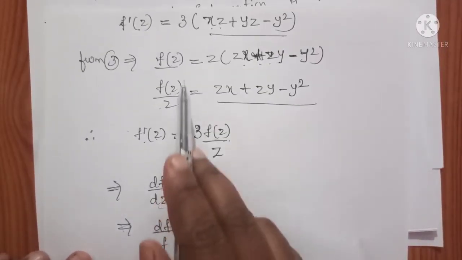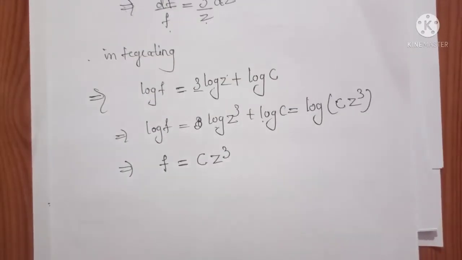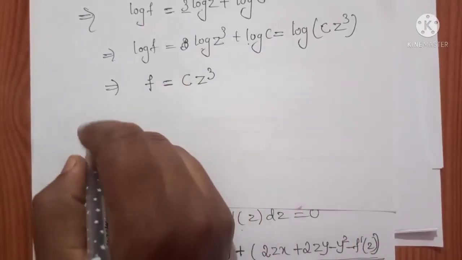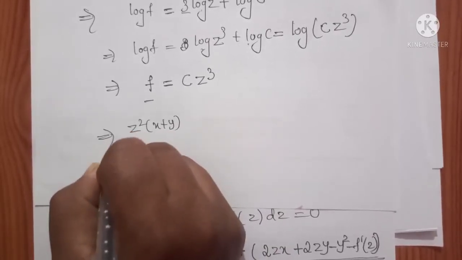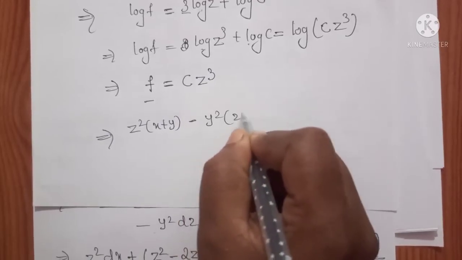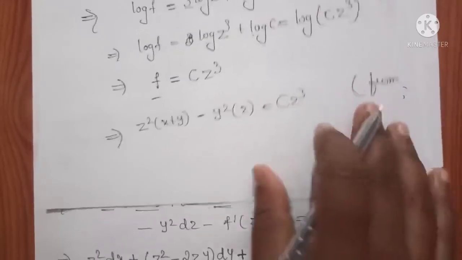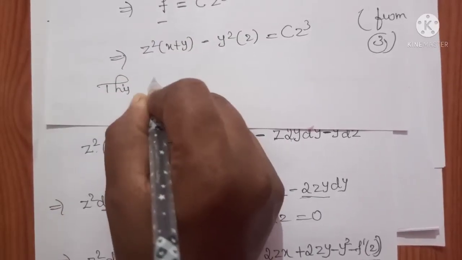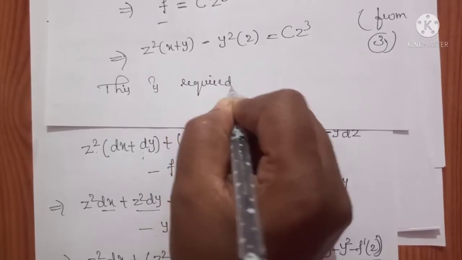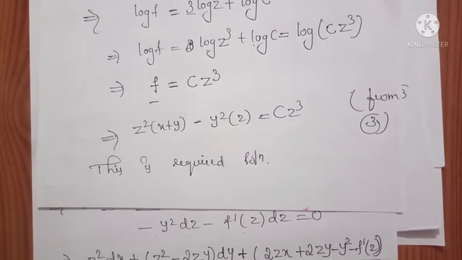But f value is nothing but this one, z into zx plus zy minus y square. We substitute that value, from equation 3, f value is given by z square into x plus y minus y square z equals c z cube. So this is from equation 3. This gives the general solution. This is the required solution. Like this you have to solve the given differential equations. In the next video we solve by the method of grouping.